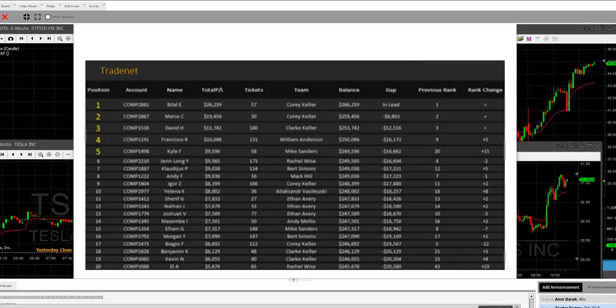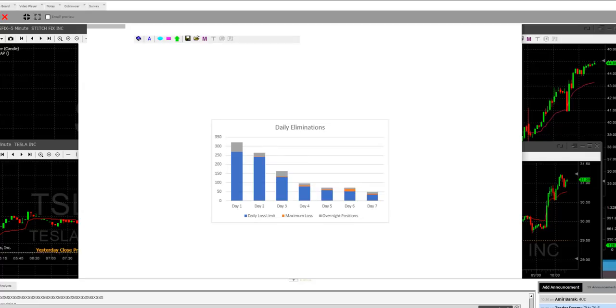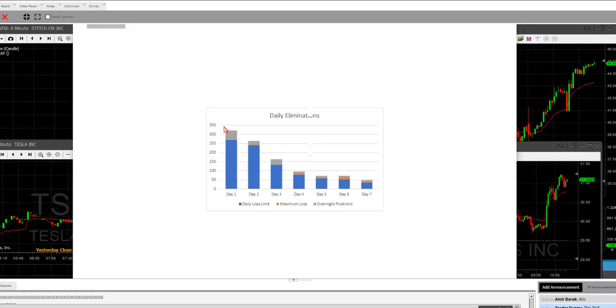So again, let's go to the daily losses now as we get into it further and take a look at where we are, the daily eliminations. We've gotten smaller and smaller and smaller. We've gotten rid of the gamblers here on day 1, 2, and 3. 34 yesterday came out of the competition with the daily loss limit, 5 with the maximum loss, and 9 with the overall overnight positions. 48 total eliminations yesterday.